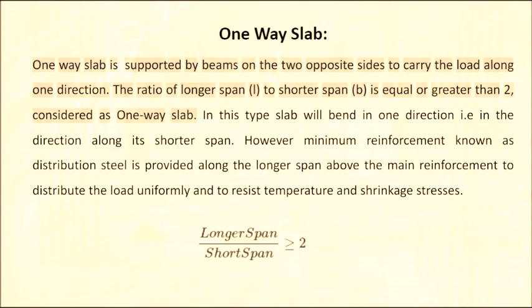One-way slab is supported by beams on the two opposite sides to carry the load along one direction. If the ratio of longer span, L, to shorter span, B, is equal to or greater than 2, it is considered a one-way slab. In this type, the slab will bend in one direction, i.e. in the direction along its shorter span. However, minimum reinforcement known as distribution steel is provided along the longer span above the main reinforcement to distribute the load uniformly and to resist temperature and shrinkage stresses.